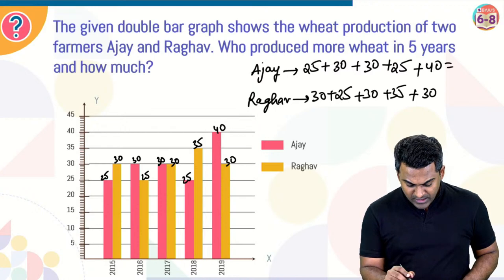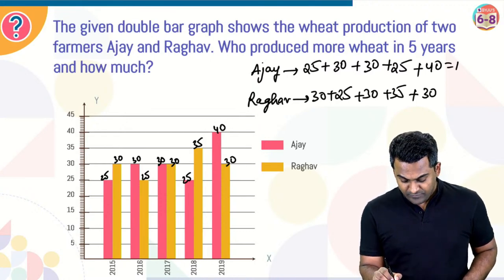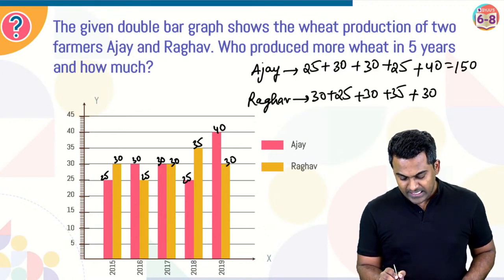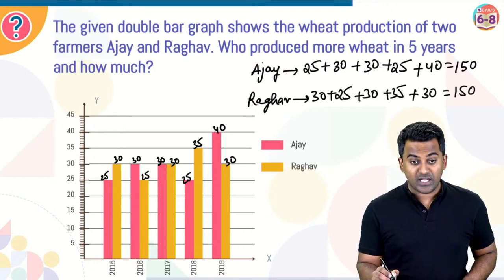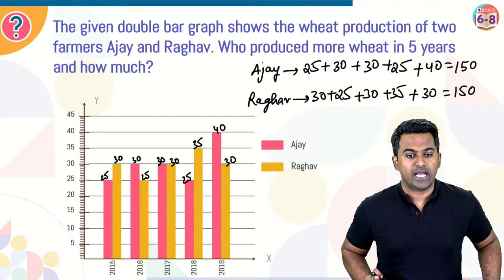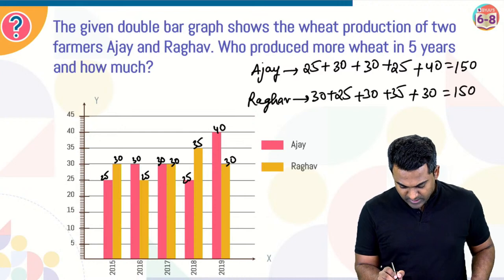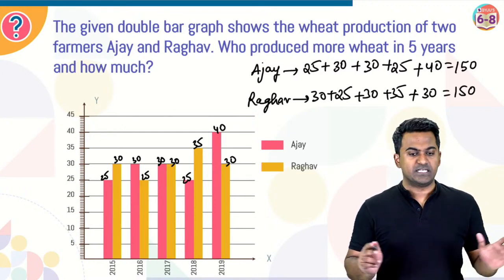Ajay adds up to how much? 30, 60, 40, 100, 150 is what Ajay is. 90 plus 60. Both have produced an equal amount is what I'm getting. Yes, very good. Equal. Well done. I hope my number addition is the correct thing here. 30, 30, 30, 90. 35, 25 is 60. Yes, 90 plus 60 is 150.